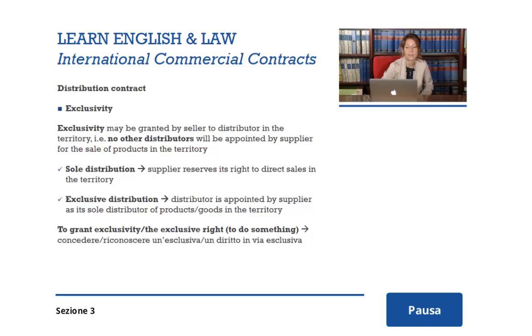Now we have some clauses that are typical, that it is very, very common to come across in distribution contracts. Exclusivity is one of these clauses. Exclusivity means esclusiva, and exclusivity may be granted. To grant means concedere. It may be granted by the seller to the distributor in the territory, meaning that no other distributors will be appointed by the supplier for the sale of certain products in the same territory, where to appoint a distributor means nominare un distributore, incaricare un distributore.